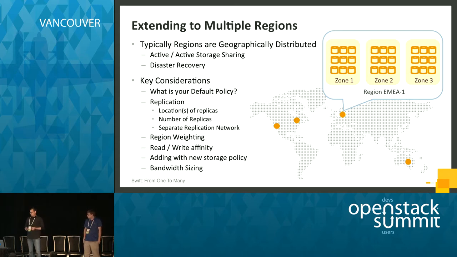Read and write affinity is something that when we start extending to multiple regions, especially in the context of application performance, write affinity becomes important. Read affinity equally is important, but write affinity is something that we really paid a lot of attention to. And then we talked a little bit about replication network, but also bandwidth sizing. Make sure that you have the right amount of bandwidth to store that data and move that data across to the different data centers.